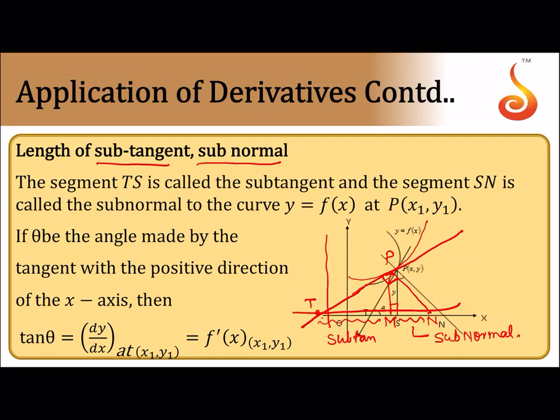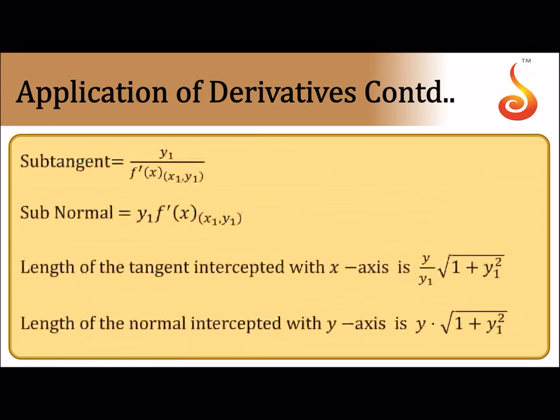Here I have taken TM as subtangent and subnormal. So PT is the length of tangent and PN is the length of normal. This is 90 degrees. So let us derive the formulae. I have overwritten it, this one. So this is the PS perpendicular, which will give you the subtangent and subnormal.